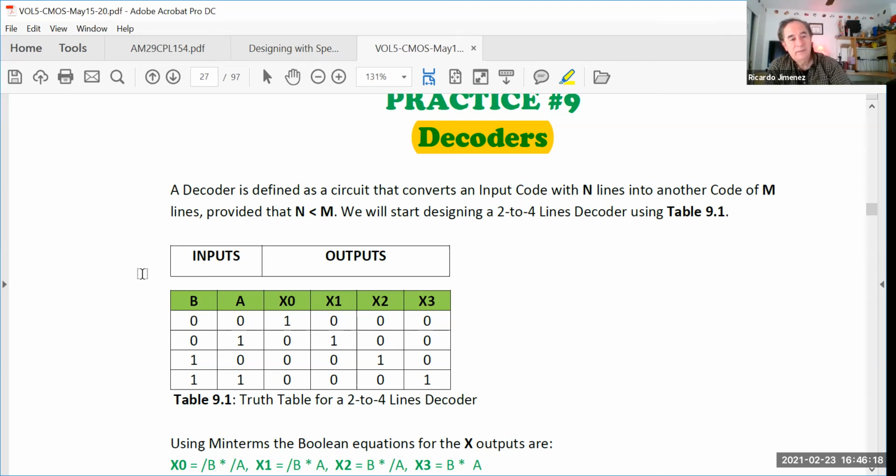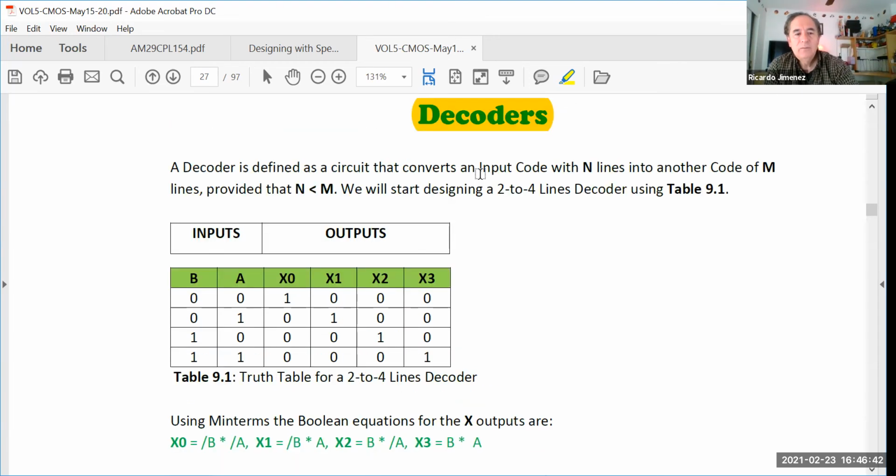Don't forget what I said. They are used to control the data flow inside a microprocessor, microcomputer, or microcontroller. The data flow, where will you send the data? Using a decoder. And the decoder will control a multiplexer.